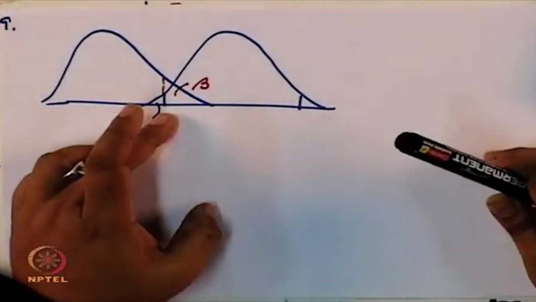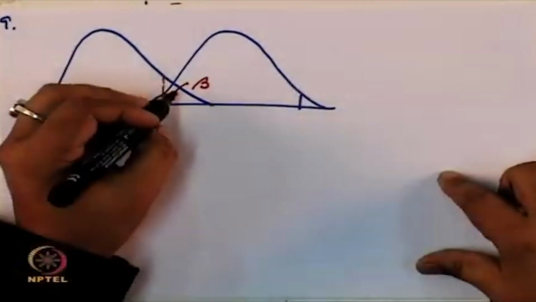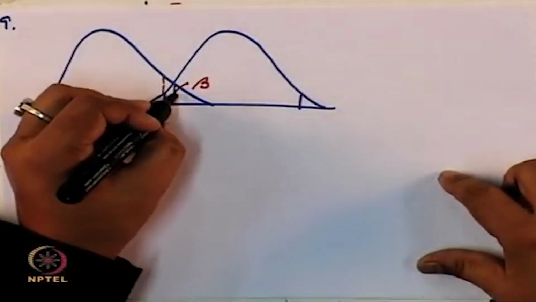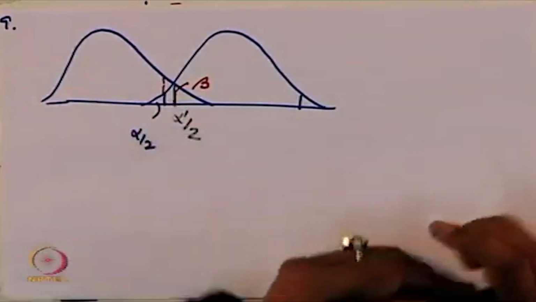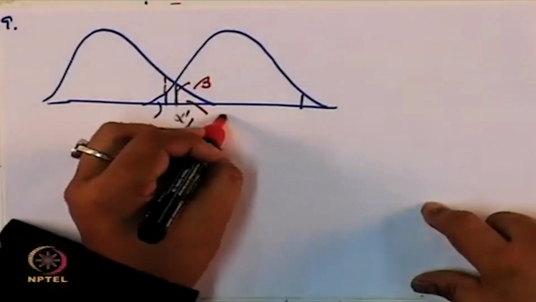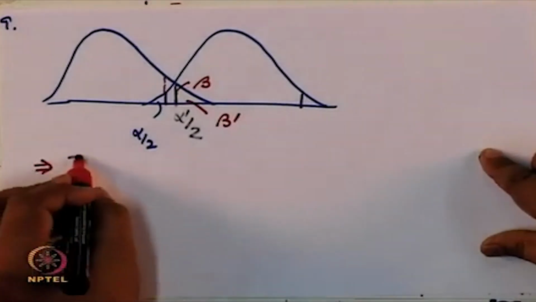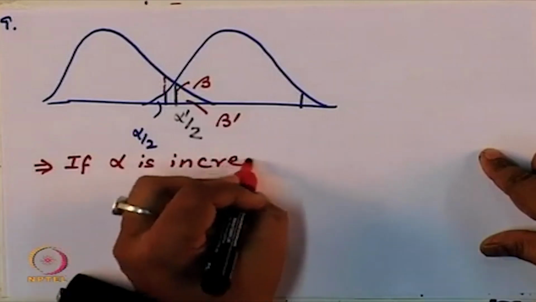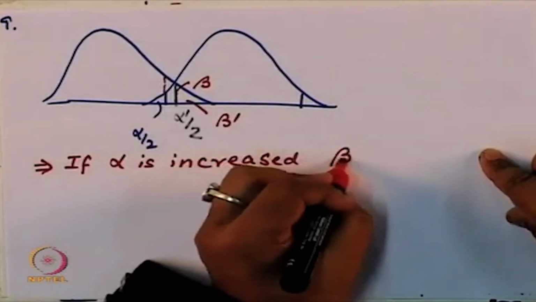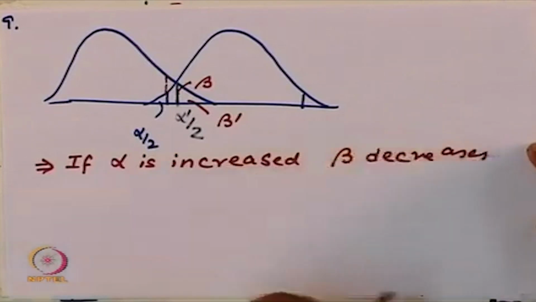So what you can clearly see from this curve is, if I increase my alpha, so let us say if I had chosen alpha prime equal to this, let us say this is my alpha prime by 2, then correspondingly this area is going to be beta prime. So this implies that if alpha is increased, beta decreases.